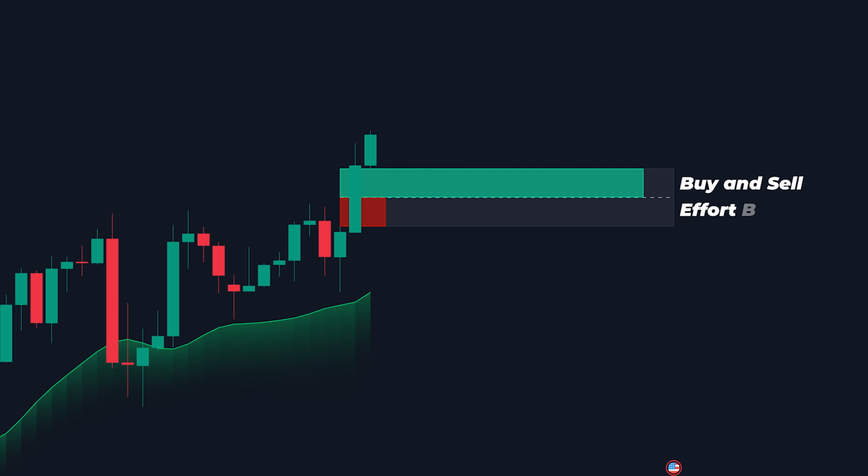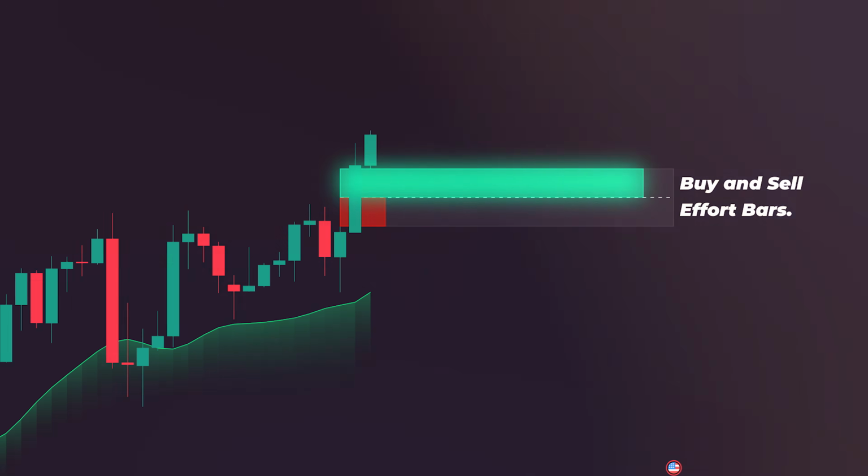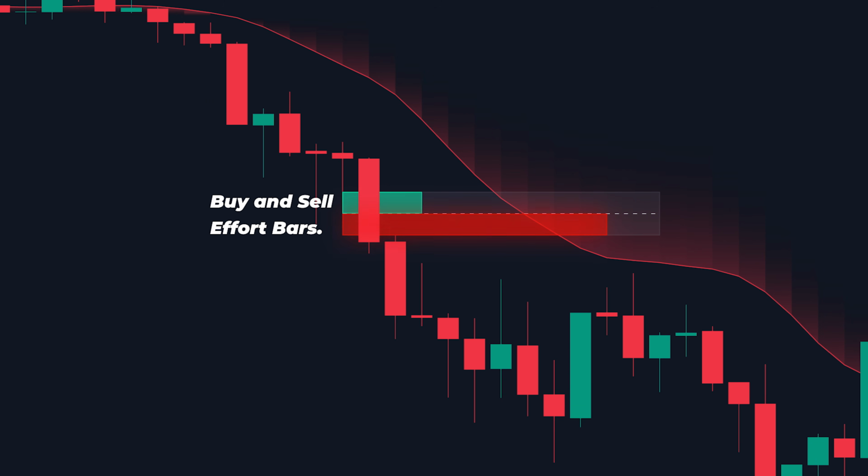Buy and sell effort bars. If you look inside each gap box, you'll see small colored bars. Now watch this. If buyers were stronger, the green bar will be bigger. And if sellers were stronger, the red bar will be bigger.